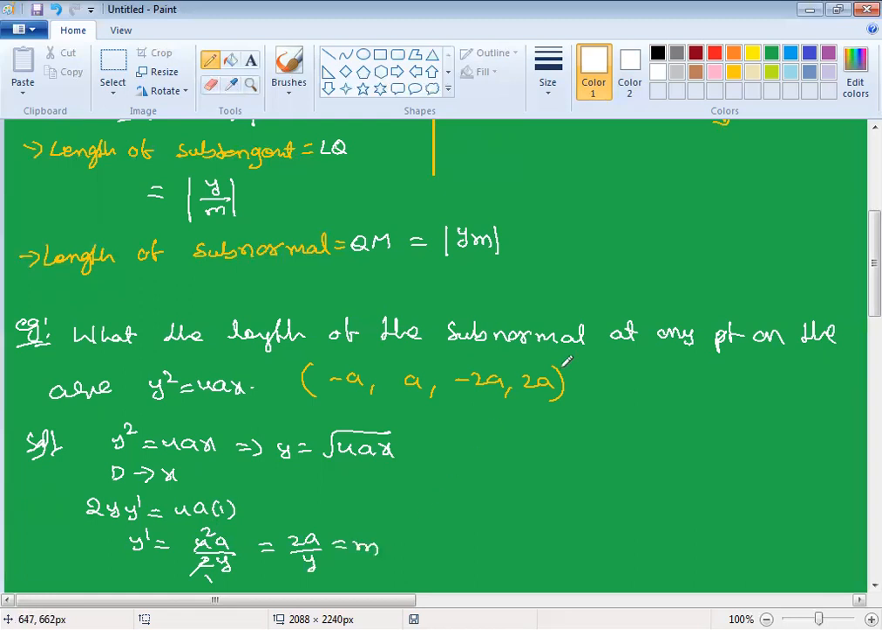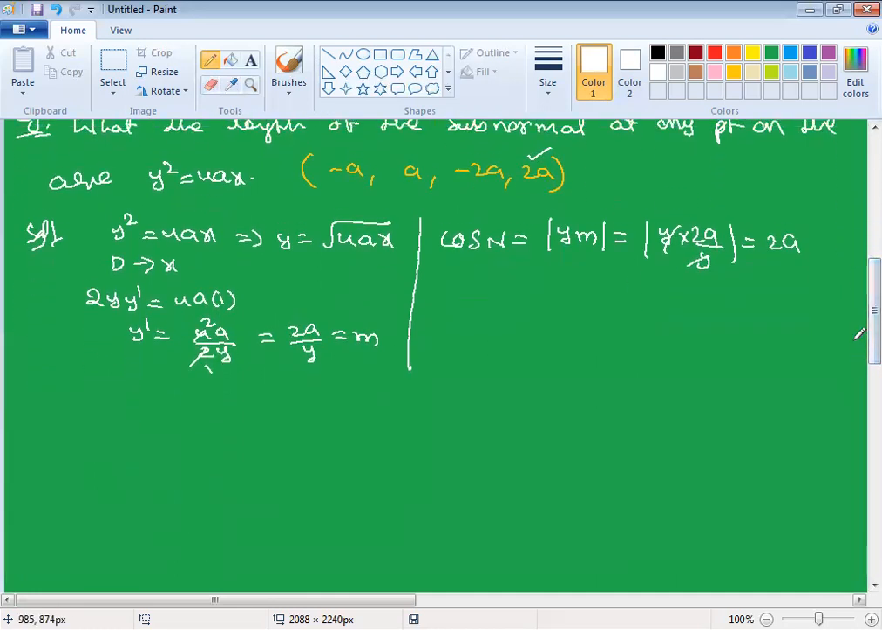But he is asking what is the length of subnormal? Length of subnormal equal to mod y into m, which is equal to mod y into 2a by y. Then your y cancels, which is equal to 2a, which is option number 4. So in this way we can find the lengths of tangent, normal, subtangent, subnormal. Now one more question I will give you.